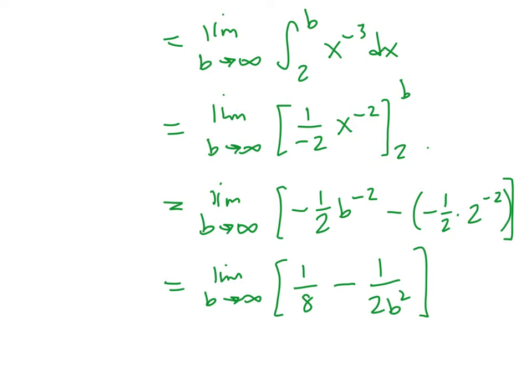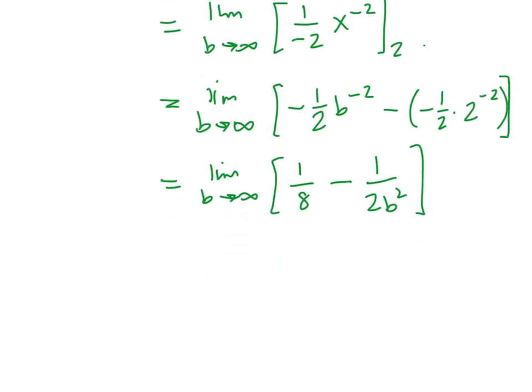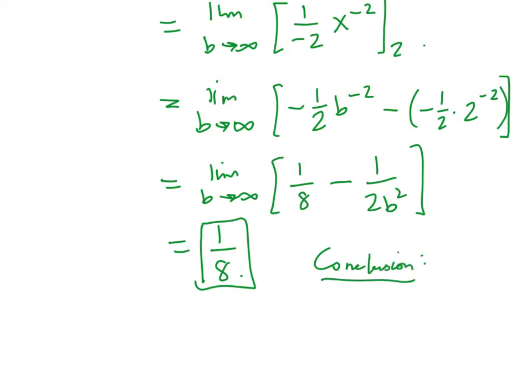And then I just think about what that does as b goes to infinity. This remains constant at 1/8, and as b gets really, really big, this denominator gets huge, so this fraction's value goes to 0. So I should get just 1/8 as the limit. So what that means, conclusion, is that the integral from 2 to infinity of dx over x cubed is 1/8.